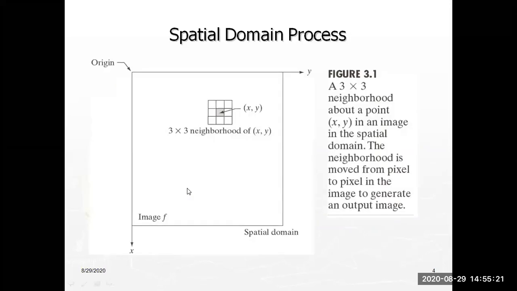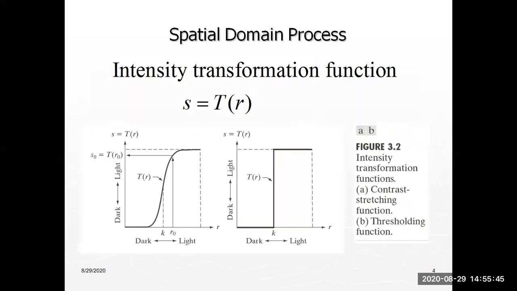Here I am mentioning one neighborhood operation. We have covered it in previous classes, and I already told you how the neighborhood operation happens. That means taking a 3 by 3 neighborhood or mask, averaging the 9 values, and replacing the center pixel with that calculated value. That is a neighborhood operation.